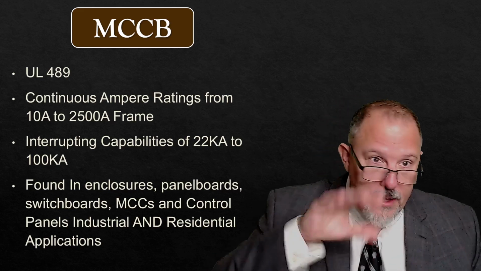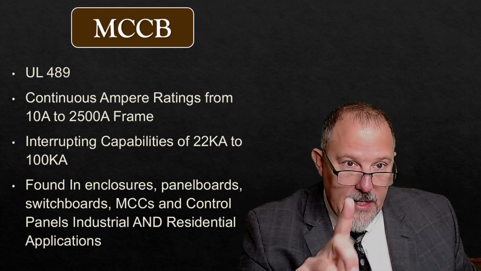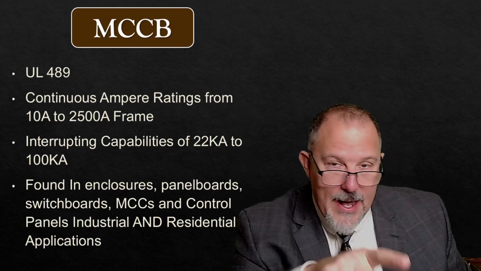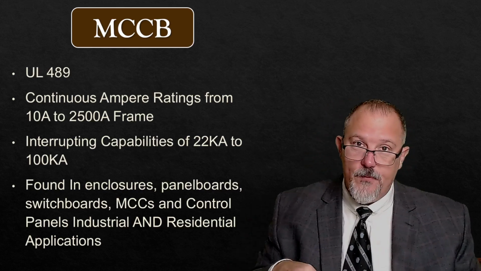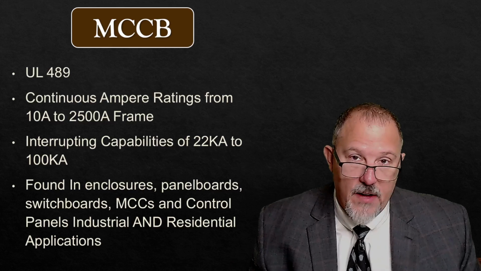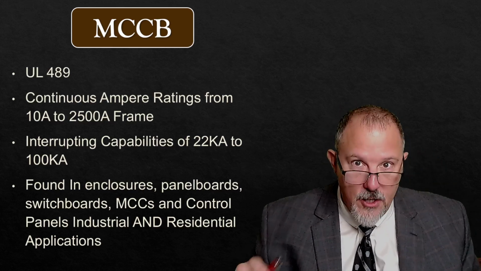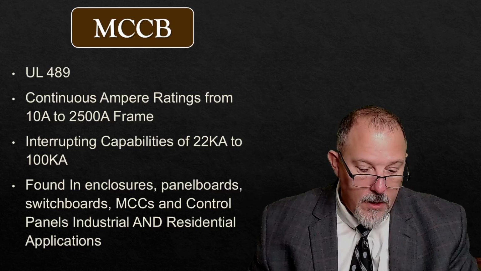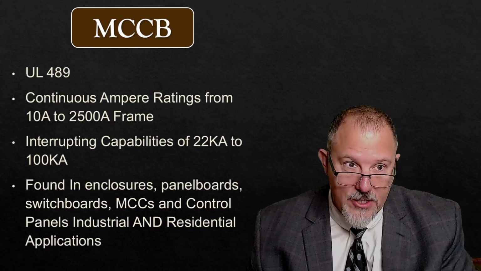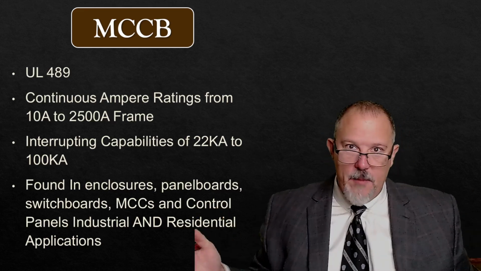But let's talk about molded case circuit breakers. Molded case circuit breakers are listed to UL 489. You'll find these, and I added 10 amps. I used to say 20 amps or 15 amps up to 2,500 amps. But just recently, we're seeing copper-clad aluminum being recognized in the National Electrical Code down to 10 amps. And we do make 10 amp circuit breakers.